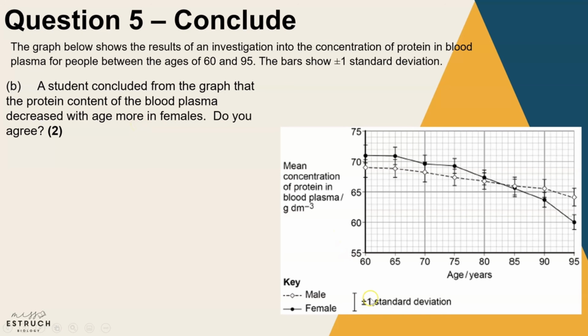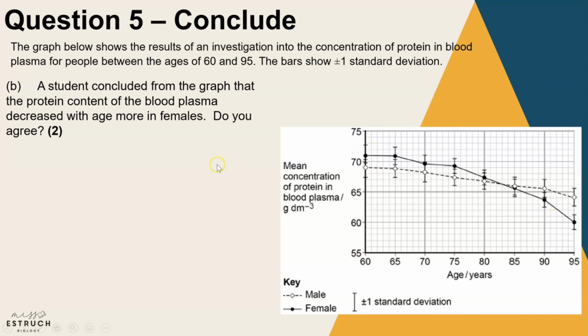Now we haven't used the standard deviation yet, and if you are coming to a conclusion, you do need to use standard deviation. So that's the key thing that we're going to look at. So this student has said that the blood plasma protein content decreased more in females. Now we did see that there was a decrease of 11 in females, and there was only a decrease of, I think it was 5. We said it went from 69 to 64. So yes, that is a bigger decrease.